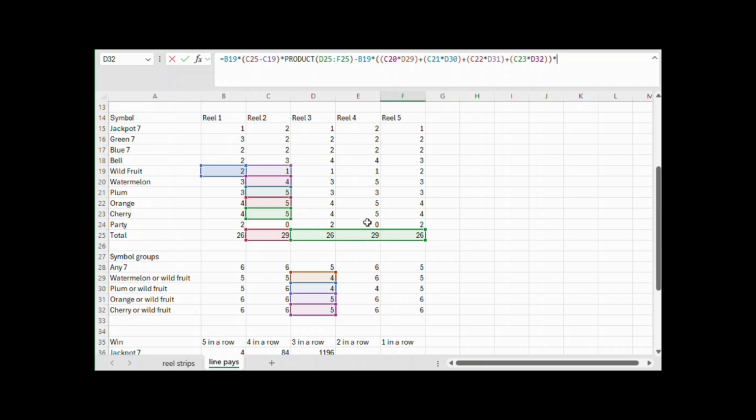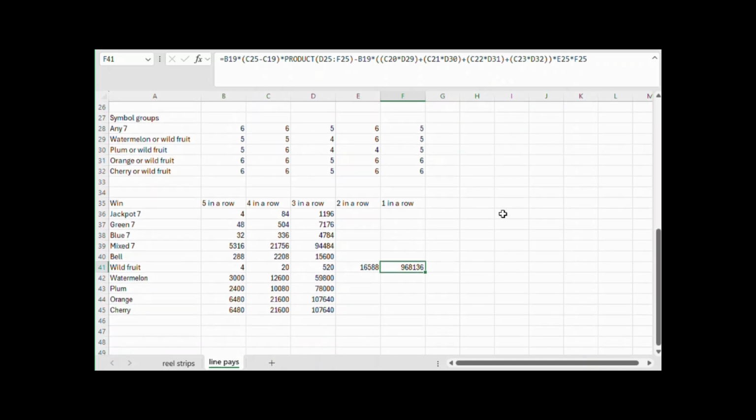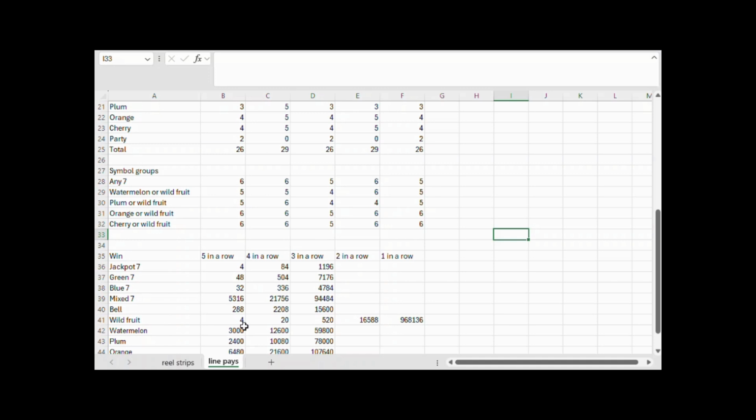And then the number of all stops on reel 4 times the number of stops on reel 5. So that brings us down to 968,136 ways to get 1 wild on reel 1. Next, let's deal with the overcounting problem with 5 watermelon. So all we need to do there is subtract out the number of combinations of 5 wilds, which is 4.